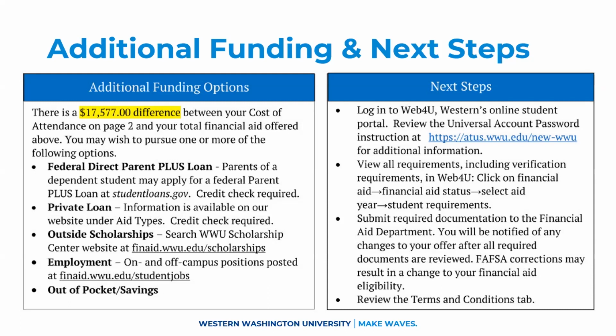So we have some suggested options, including that Parent Plus loan and private loan that were mentioned, as well as outside scholarships, employment on or off campus, and then savings or payment out of pocket. And then on the right side of the screen, there are some next steps, suggestions of next steps for students to take. You've got your award here, and we have some information regarding where to go in Web4U to review terms and conditions, make sure you don't have any outstanding requirements, all that good sort of thing.